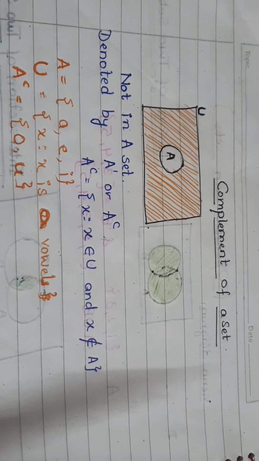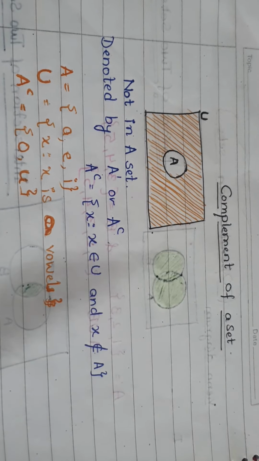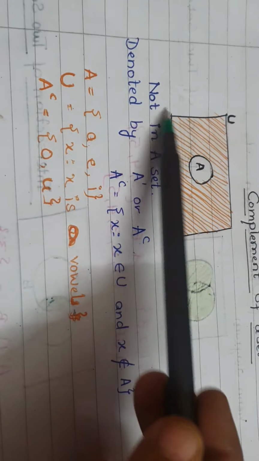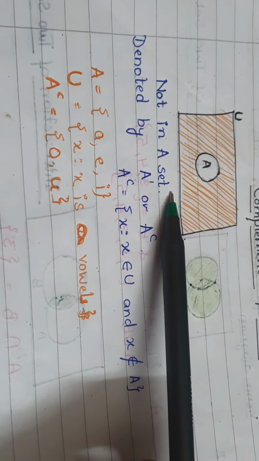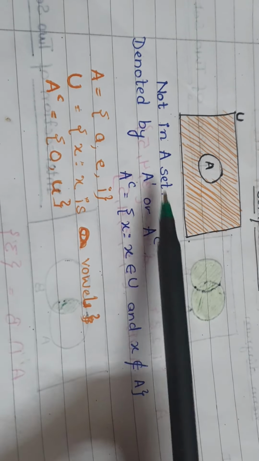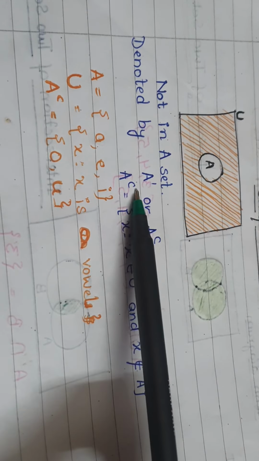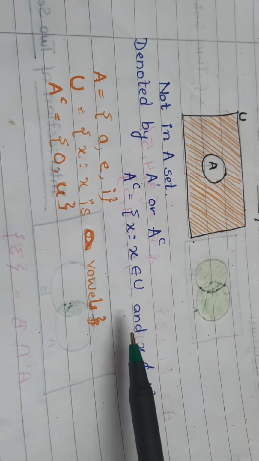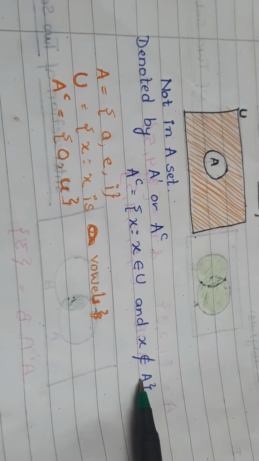If I am having only one set, what is its complement? Whatever is left inside the universal set except A is called complement of A. Means not in set A, whatever we have in the universal set is called complement of a set, denoted by A dash, or A C, meaning complement of A. A C is what? Elements that belong to the universal set but do not belong to set A.